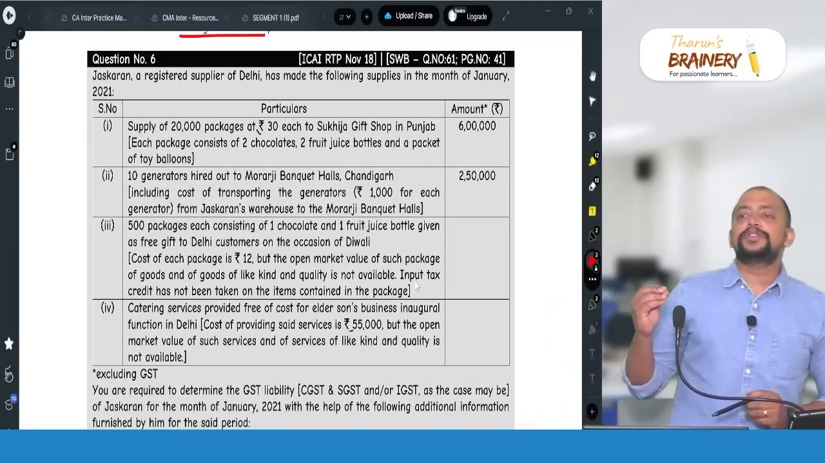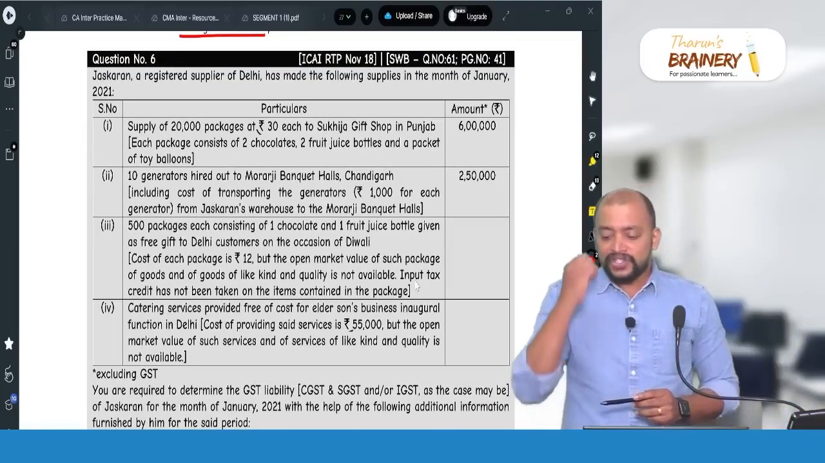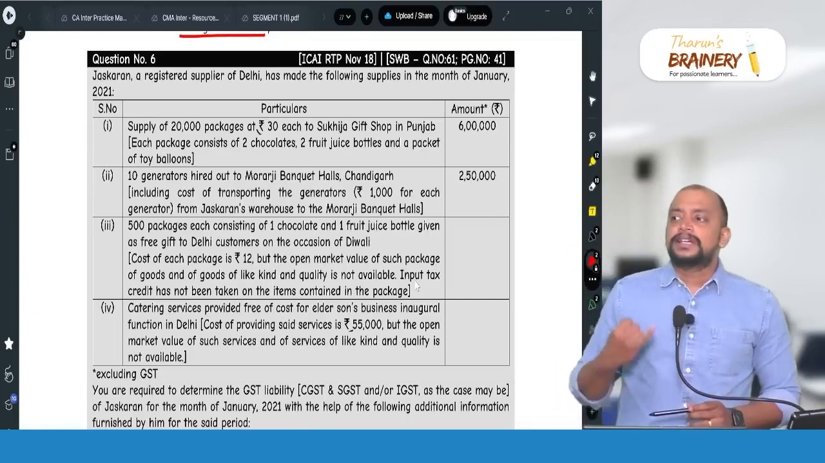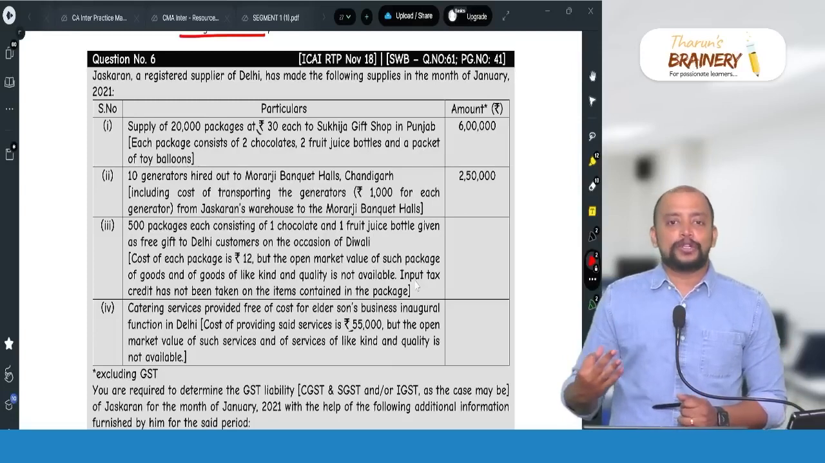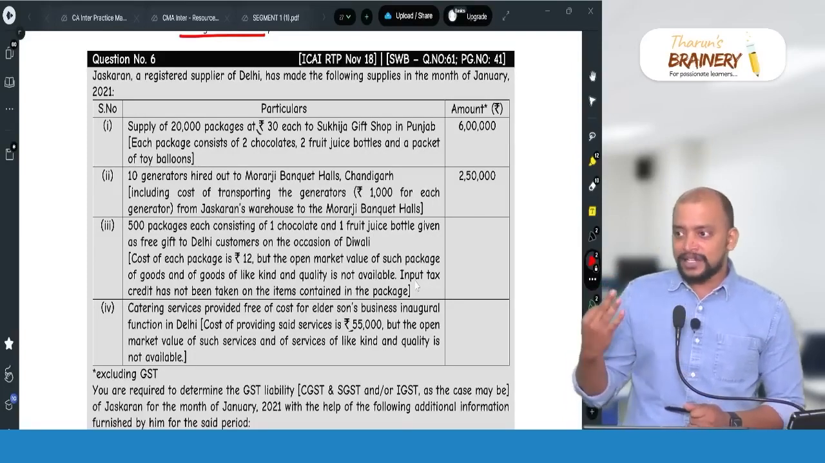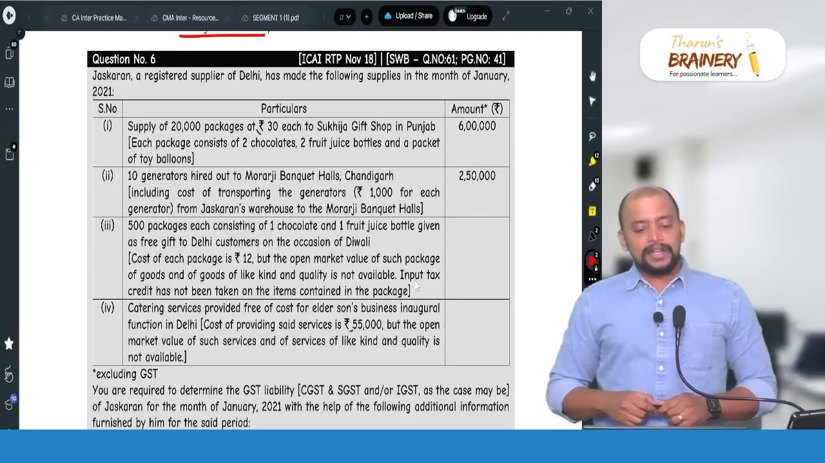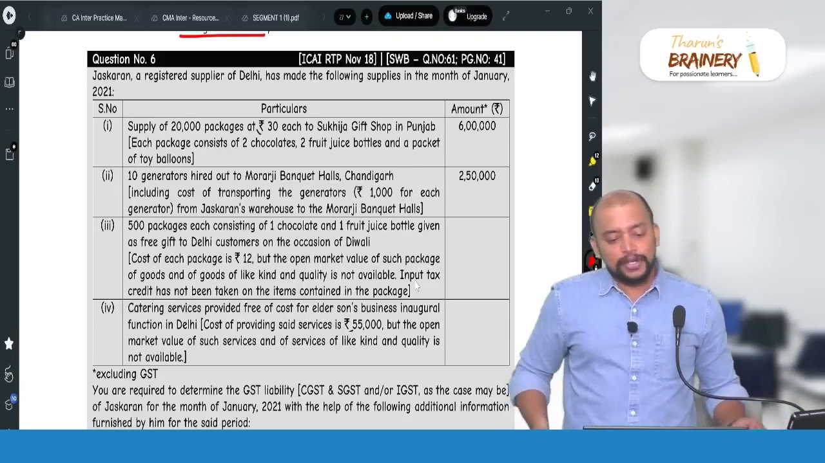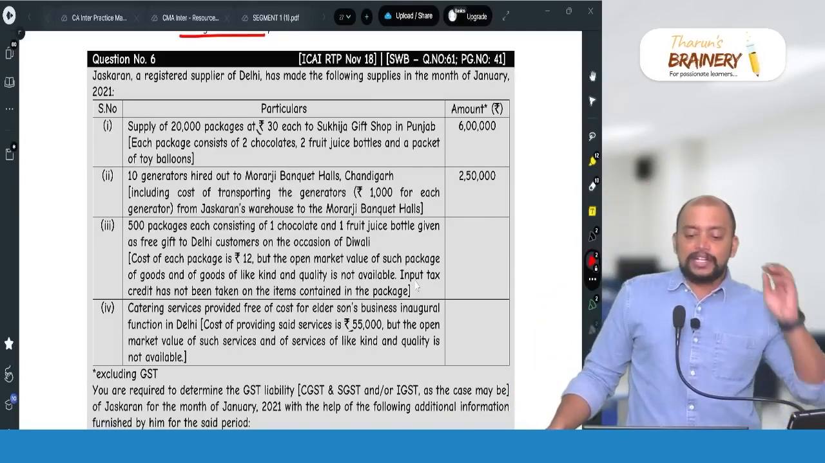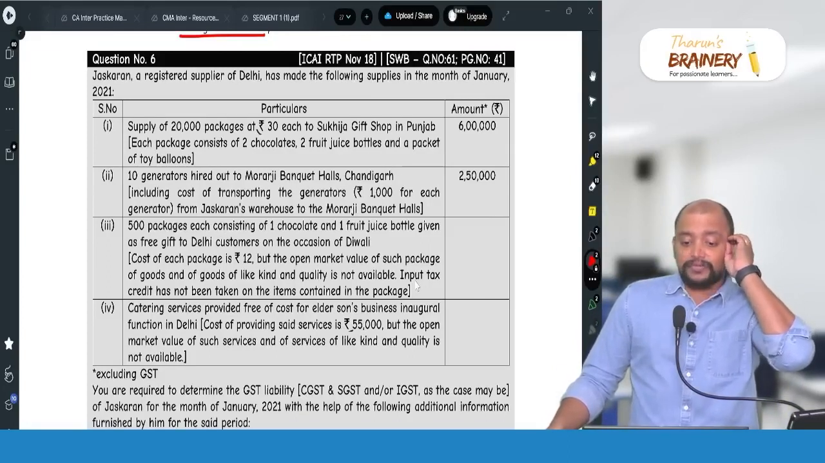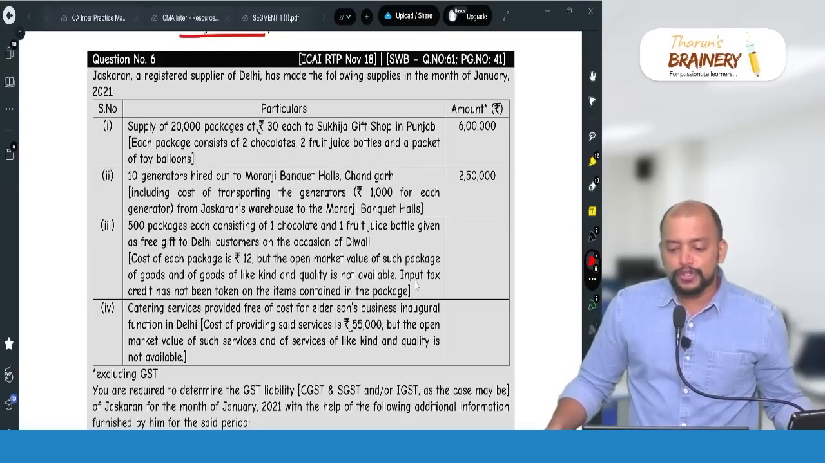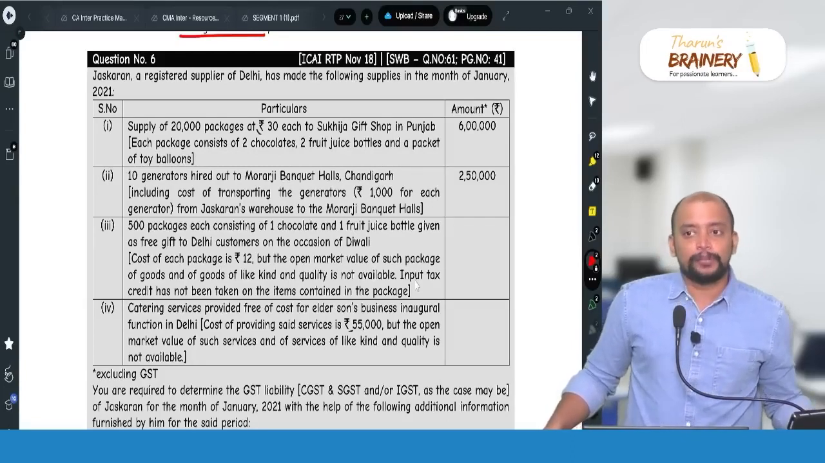Whenever we are computing the GST liability, check is it supply or not. And then check is it taxable or exempted, and then who is liable to pay GST. So, these three things we need to see. Number one, supply of 20,000 packages at 30 rupees each to Shukija gift shop in Punjab. Each package consists of two chocolates, two fruit juice bottles and a packet of toy balloons.